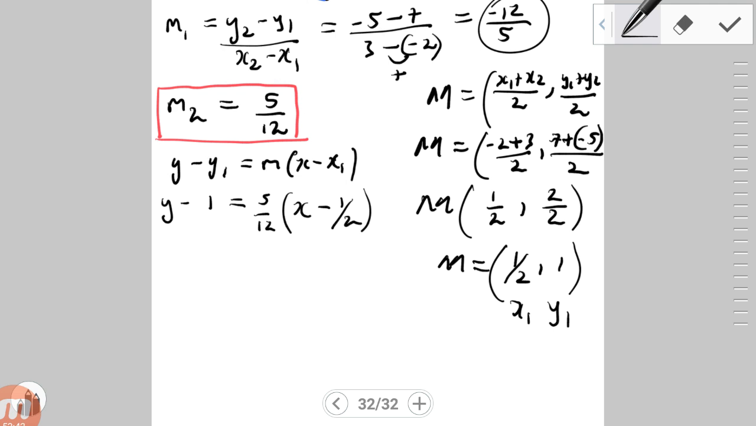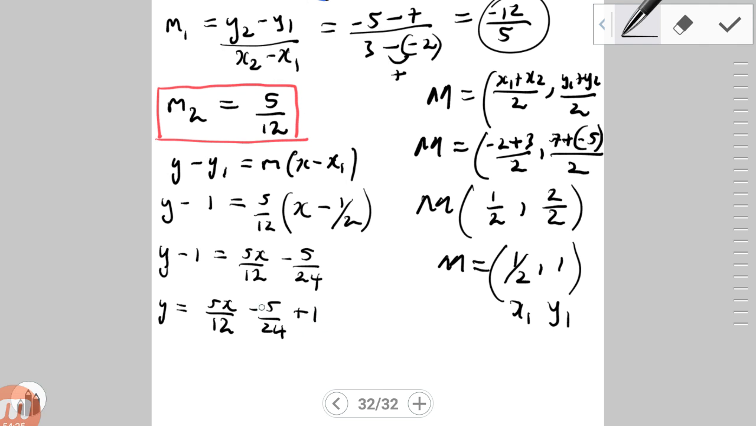All right, so here we go. We end up with y minus 1 is equal to 5 times x, which is 5x over 12. And naturally now we just say 5 times minus 1 is minus 5, and 12 times 2 is 24. Top, bottom. Transpose the 1 here, and we end up with y is equal to 5x over 12 minus 5 over 24 plus 1, transposition.